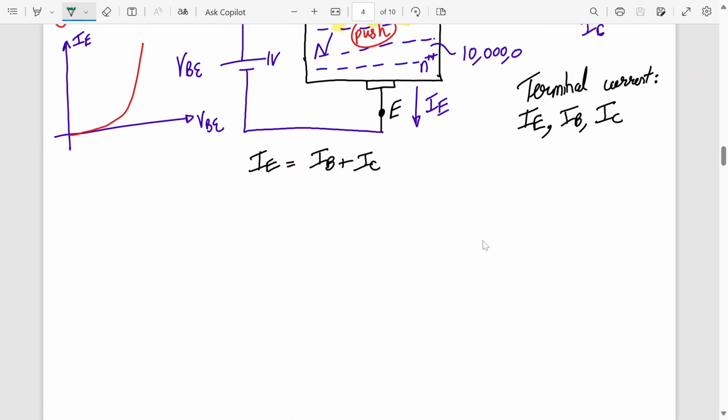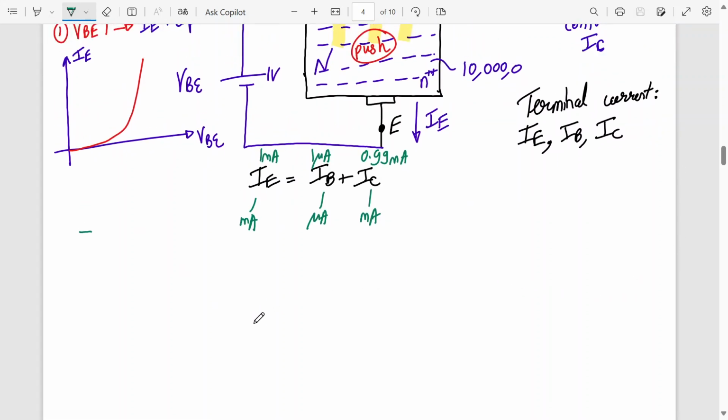Let's write it down. So it can be shown that IE will be in milliamperes, IB will be in microamperes, and IC will be in milliamperes. Maybe in numbers, 1 milliampere, this will be 1 microampere, maybe 0.99 milliampere. So emitter current is IB plus IC. Also, there is a relationship, we will see it in the other characteristics, but we'll write it down. IC is equal to beta times IB, where beta is the current gain, IC upon IB.